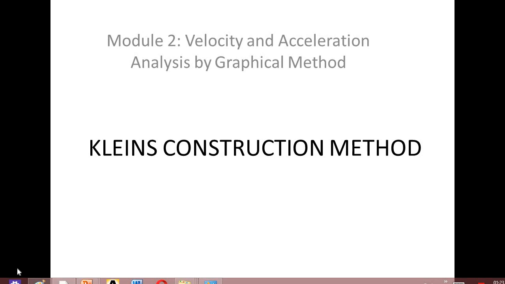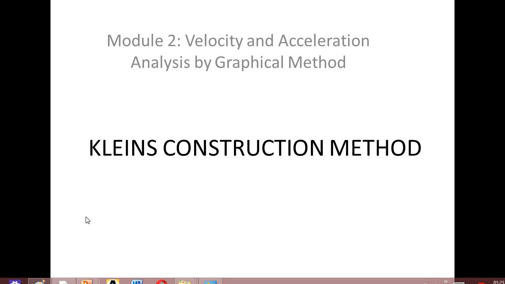Today we are going to discuss the Kleene construction method. This topic comes under the second module, that is velocity and acceleration analysis by graphical method. Kleene construction method is a graphical method to obtain velocity and acceleration of the links in a mechanism or some important points on the links.